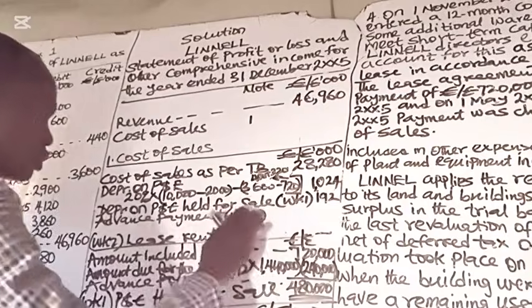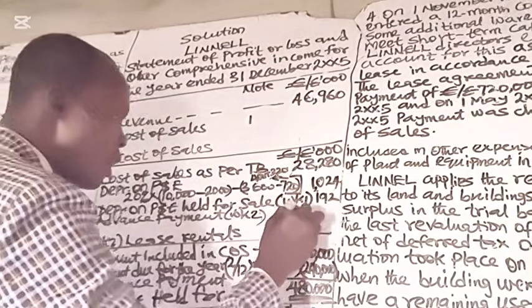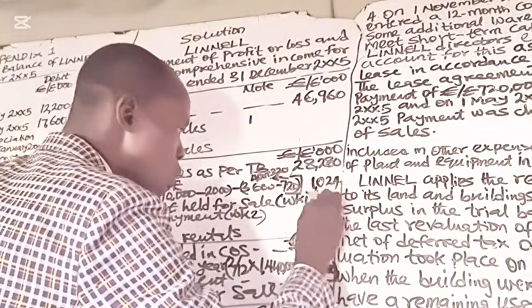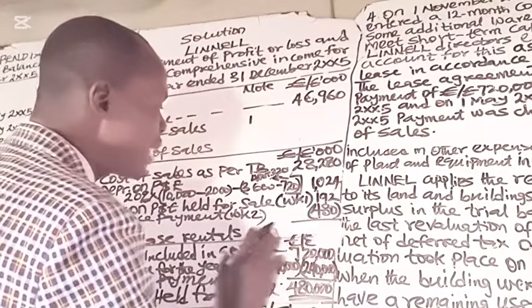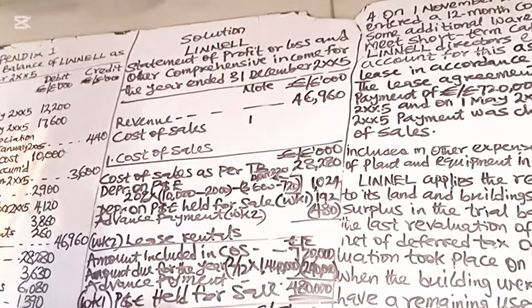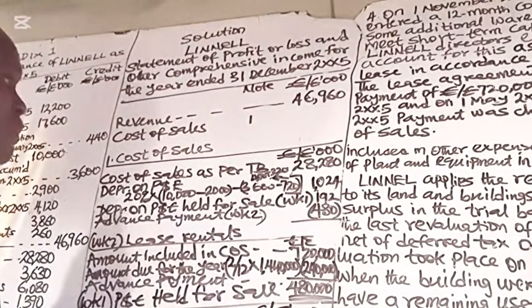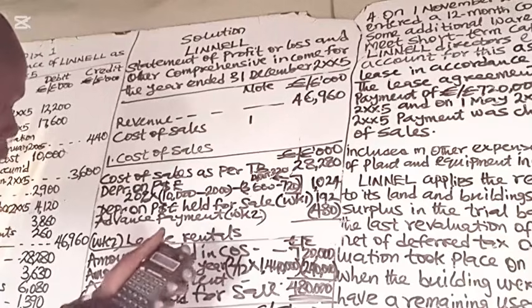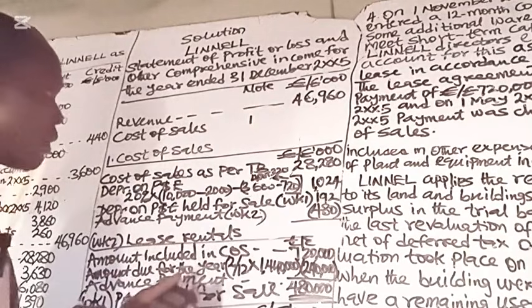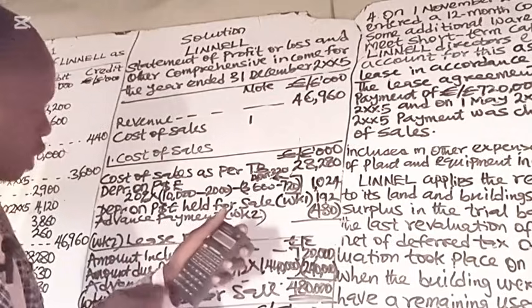Working number 2: the advance payment of 480,000 will be subtracted from cost of sales. After this, we have note 5 and note 6. Note 5 and note 6 have nothing to do with the cost of sales. So how much will be the cost of sales that will be included in the statement of profit or loss?